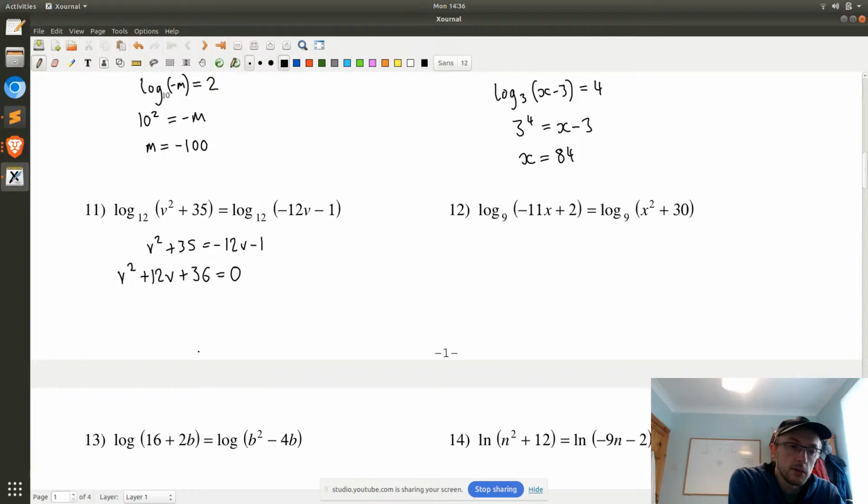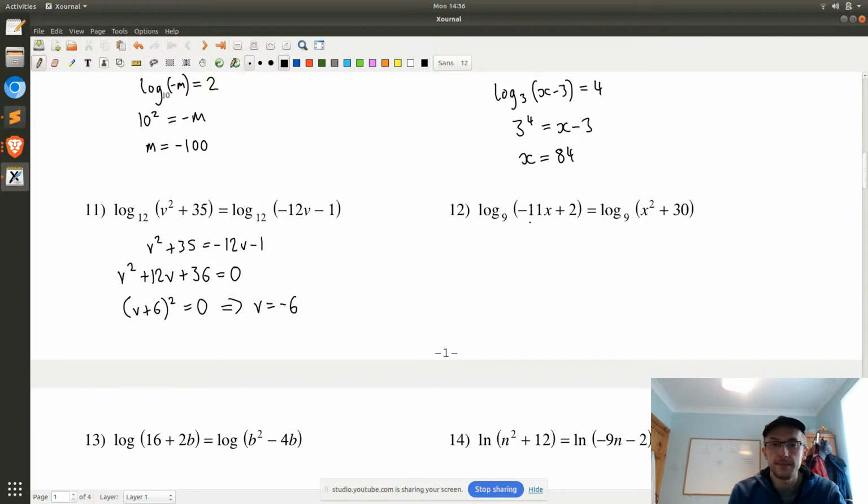Wait, are there any numbers? Don't think so. Am I messing this up? 2 and 18 don't work. 3 and 12 don't work. 4 and 9. Oh, 6. Of course. 6. Okay. So v at 6. Square it, and you'll get 0. And what that means is that v must be negative 6.